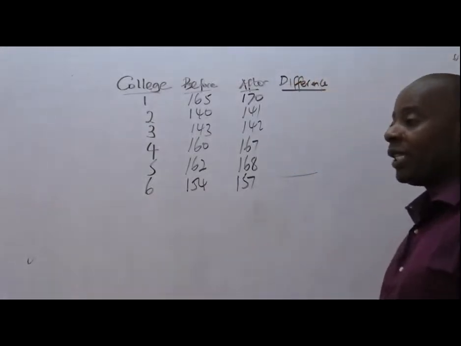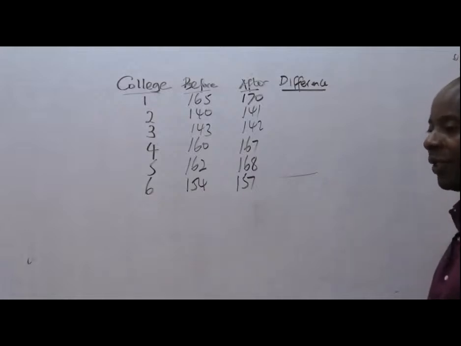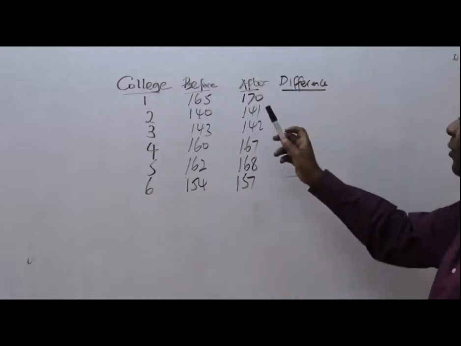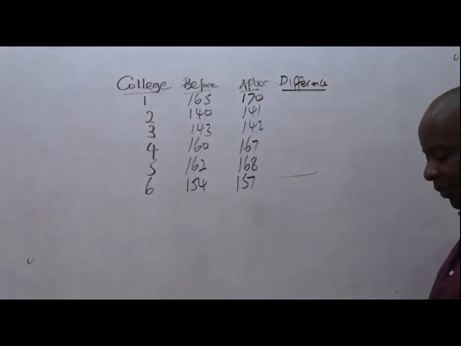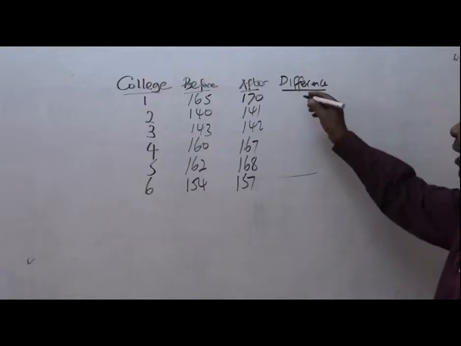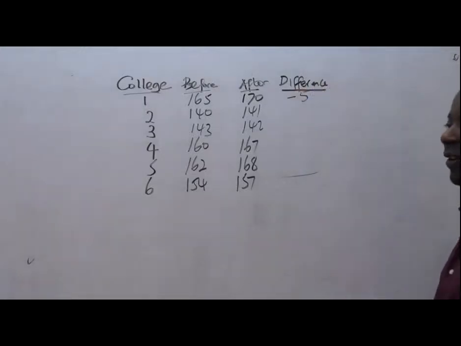So please give me the difference. Difference, 165 minus 170. Give me the differences very fast. Difference means you're subtracting, right? So the first one will be 165 minus 170, which is minus 5.